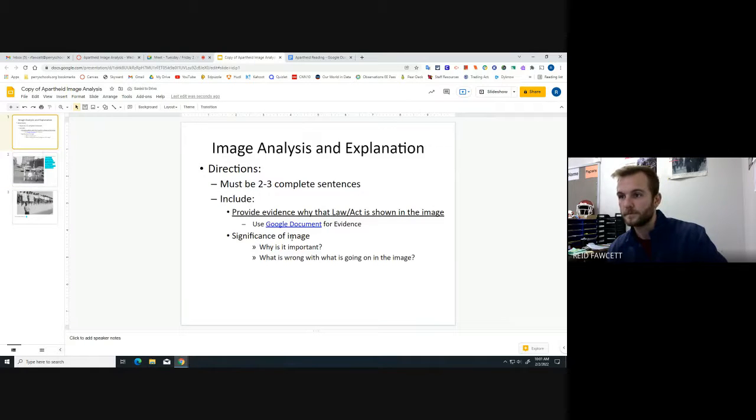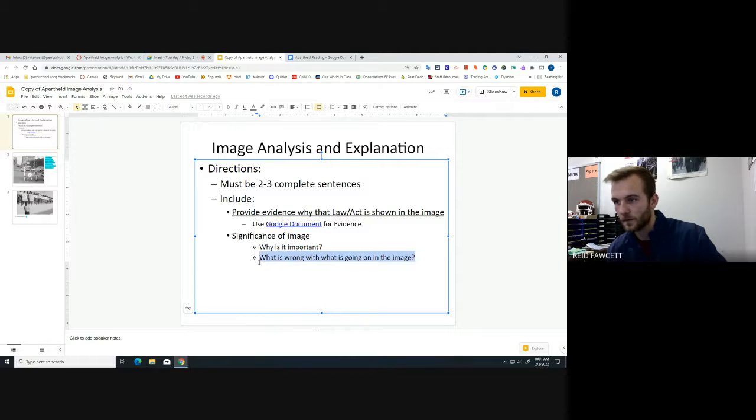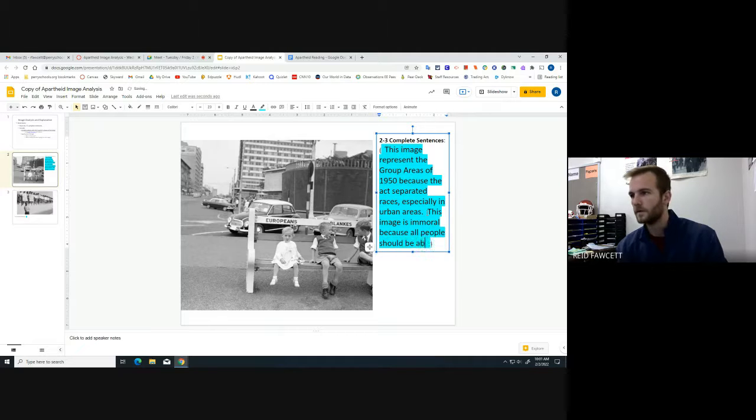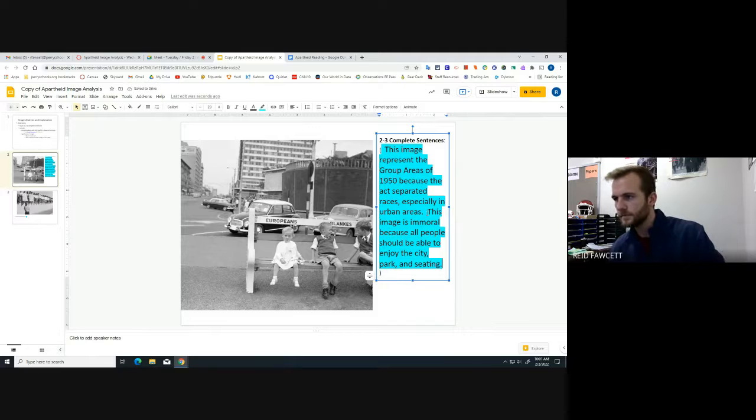Then you need to do the second part. Why is it important? What is wrong with what is going on in the image? So this is more of your opinion. I'm going to put this image is immoral, which means it goes against your values, goes against what you believe in, because all people should be able to enjoy the city, park, and seating, because that has to do with the bench right there. So public facilities is really what you're talking about here. That's it. You've answered both pieces of the requirements.